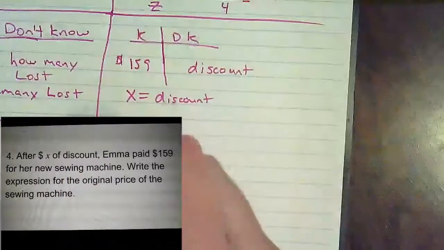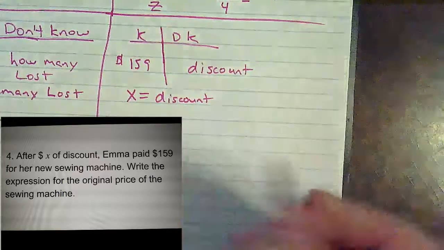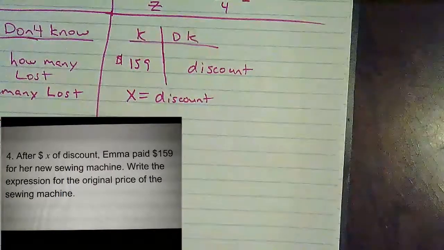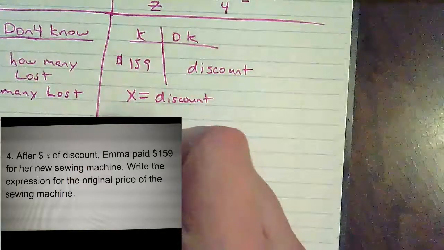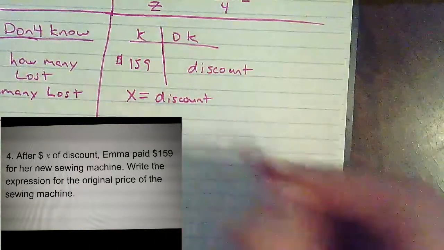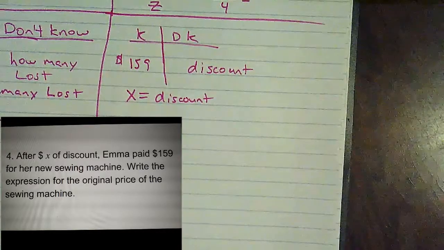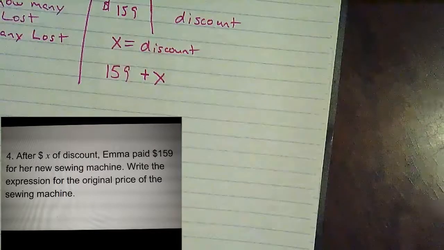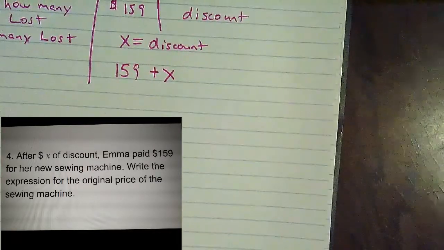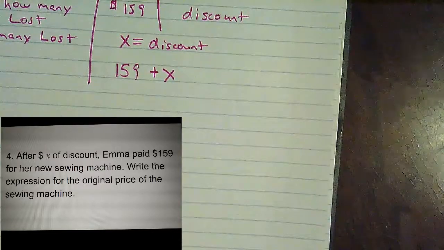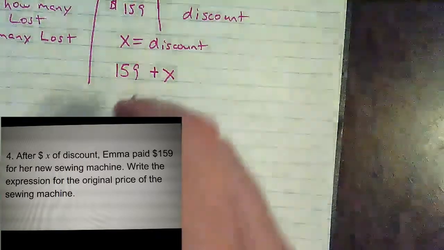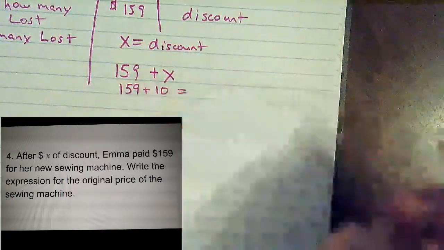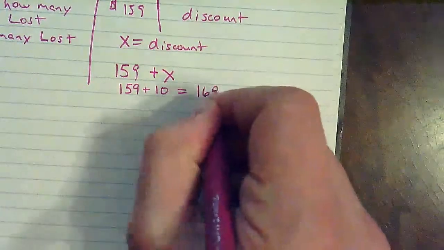It's addition. So $159 is the discounted price. That's what she paid after money got taken away. But we want to know how much the original price is. So what we're going to do is add X, and that will give us the original price. So just to show, say there was a discount of $10. We'll replace the X with 10, and the original price is $169.